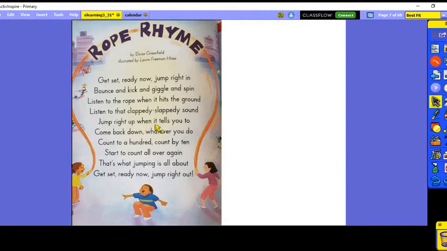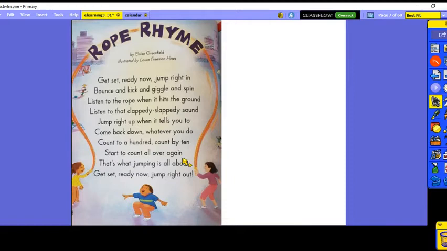Jump right up when it tells you to. Come back down, whatever you do. So to and do have the same ending sounds. They're rhyming words. Count to 100, count by 10, start to count all over again.